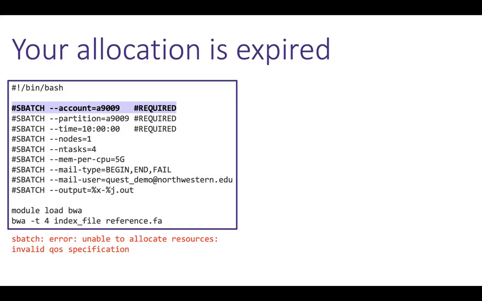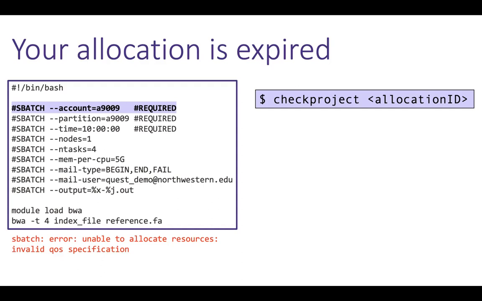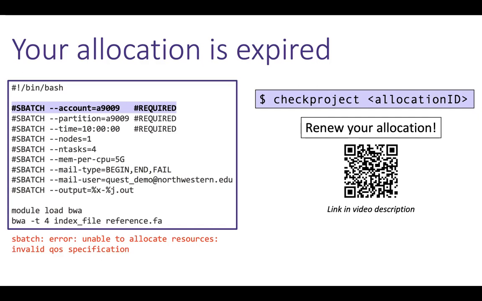You may find that you successfully run a script one day, and then months later you try to run the same script, but it fails with some sort of QoS error. If this happens, your allocation is likely expired. You can check the status of your allocation by running the checkproject allocation ID command. To resolve this error, simply submit a renewal request to the Research Computing Services team.